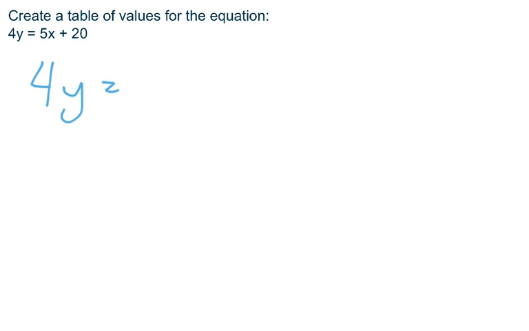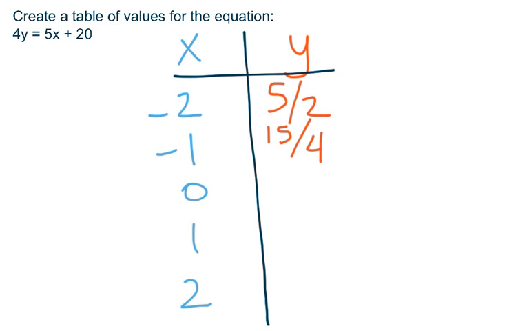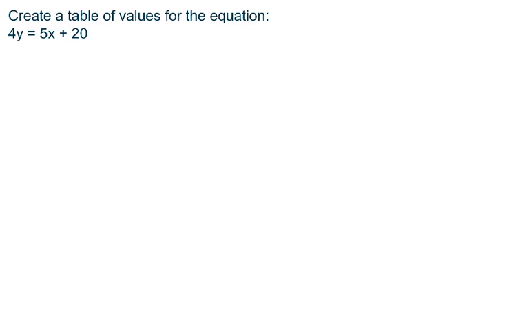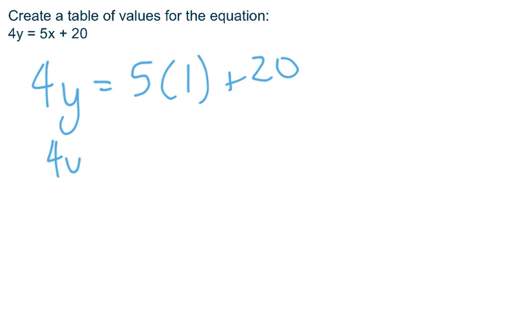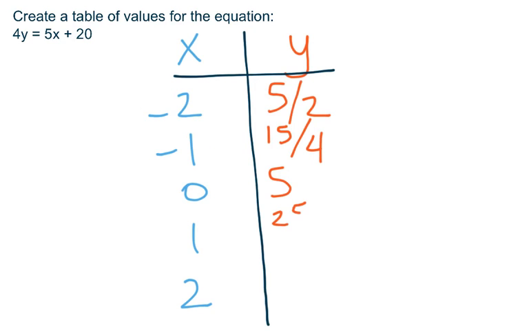So 4y = 5 times 0 plus 20 gives us 4y = 20, because 5 times 0 is 0, and y = 20 over 4, which is 5. So y equals 5 when x equals 0. Our next value for x is 1, so 4y = 5 times 1 plus 20. 4y = 25, and y = 25 over 4. Plug that in over here to our table.